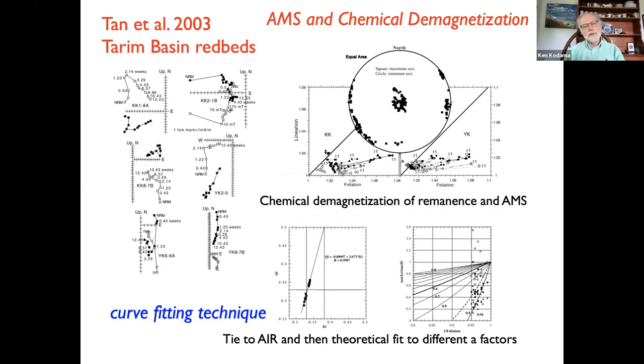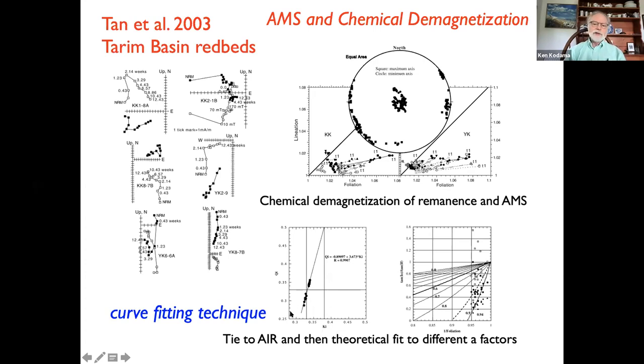In order to do that, Zadong Tan, looking at these Cretaceous red beds that carried anomalously shallow inclinations in Central Asia, we did chemical demagnetization. And we isolated a characteristic remanence, which of course we verified by doing thermal demag, using chemical demagnetization, and measured the AMS as we chemically demagnetized and looked at the fabric that was being removed by chemical demag at the same time the characteristic remanence was being isolated. We got a compaction fabric with minimums perpendicular to bedding and maximums and intermediates lying in the bedding plane.